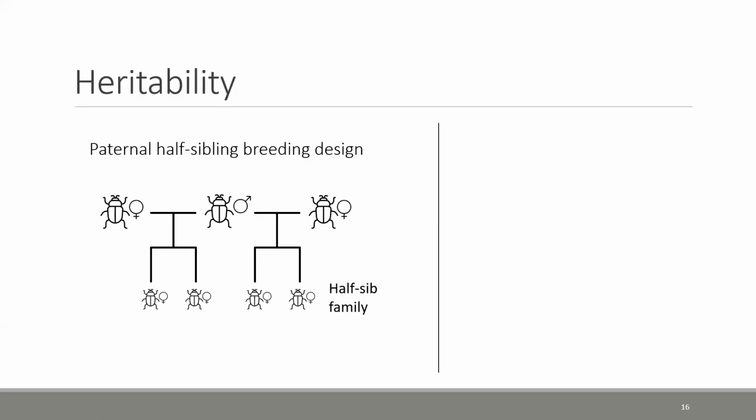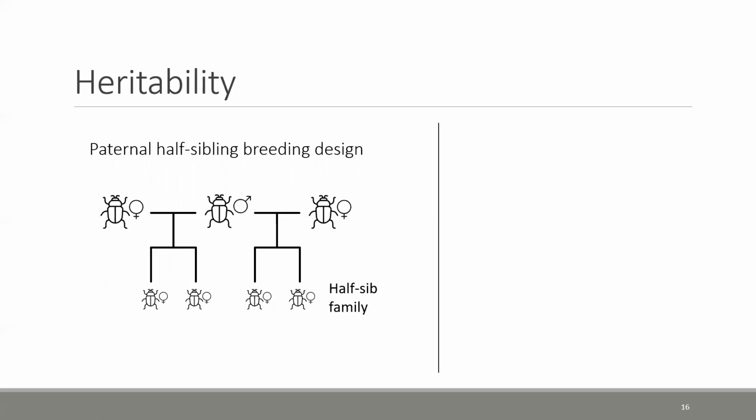We studied heritability in one population from the north using a paternal half-sibling breeding design. And this is basically where one male is mated to multiple females, and then we measure days until diapause on all of their offspring, which are half-siblings. And we do this many times.